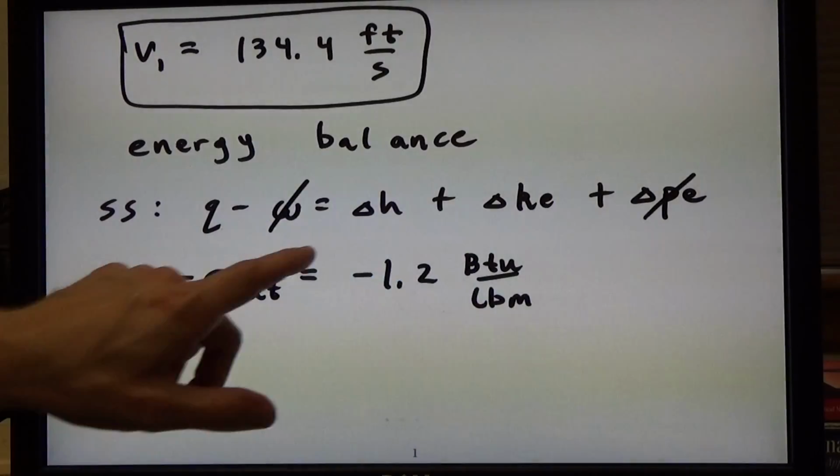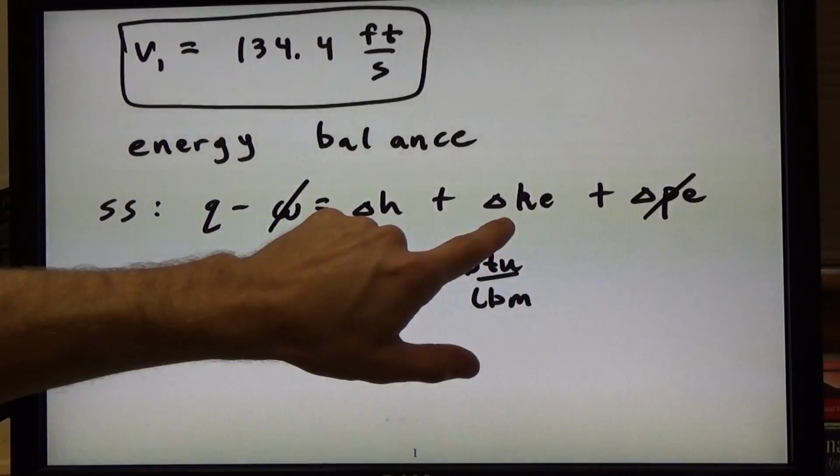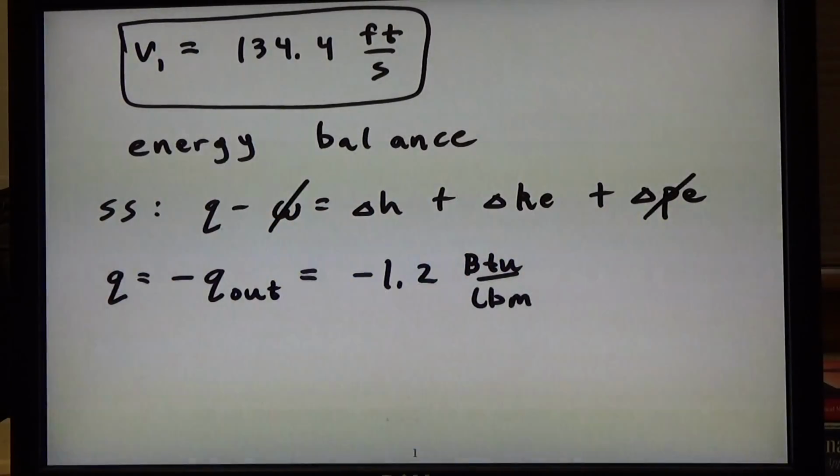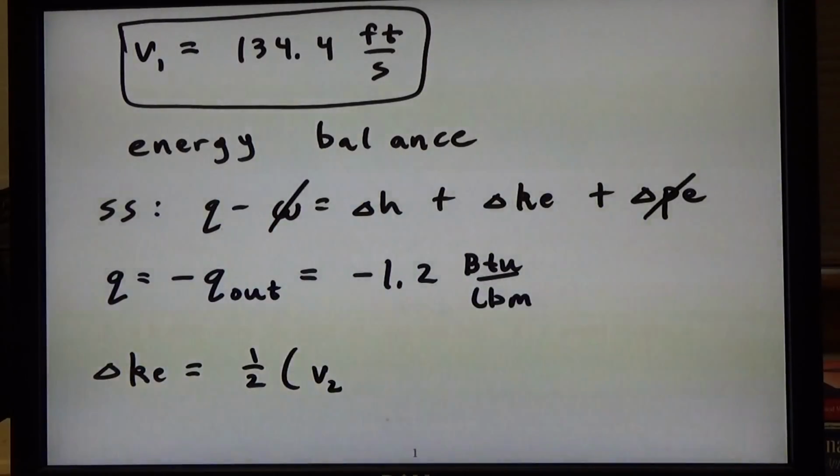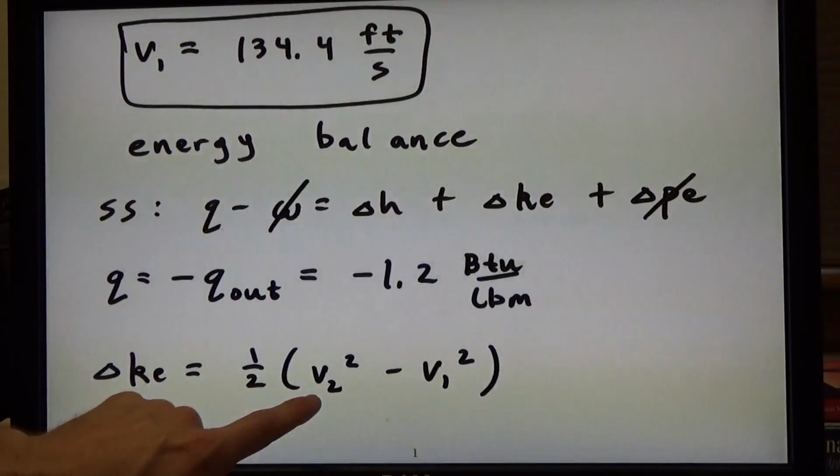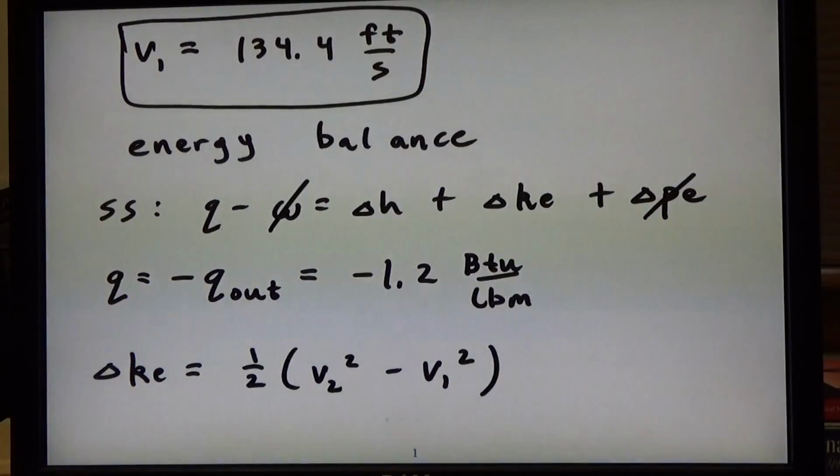Next, we can look at the change in kinetic energy, since we know both the velocity at the inlet and the velocity at the exit. So our change in kinetic energy is just going to be 1/2 times V2 squared minus V1 squared. We know both V2 and V1, so change in kinetic energy is completely solved for as well.